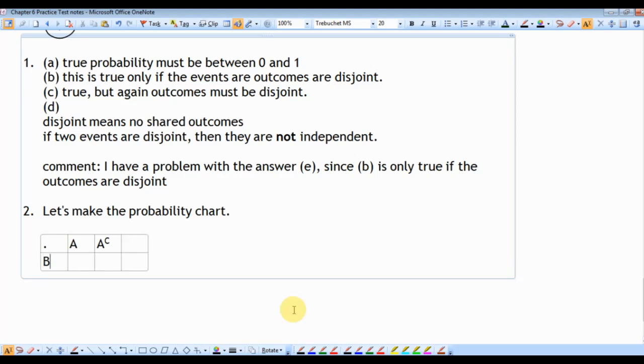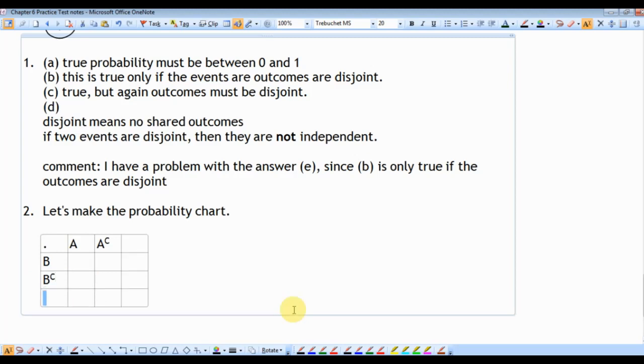Then we have B and B complement. How do you know when you make a chart in the square? You can always make the chart in this square. I'm making the square. Oh, it's the same thing.